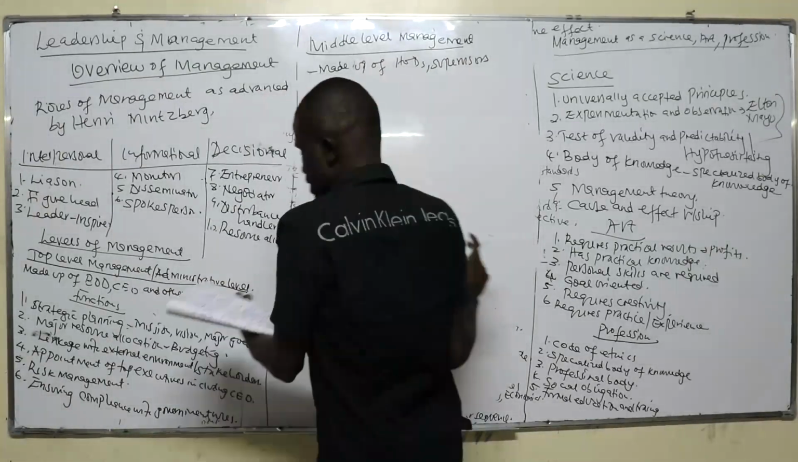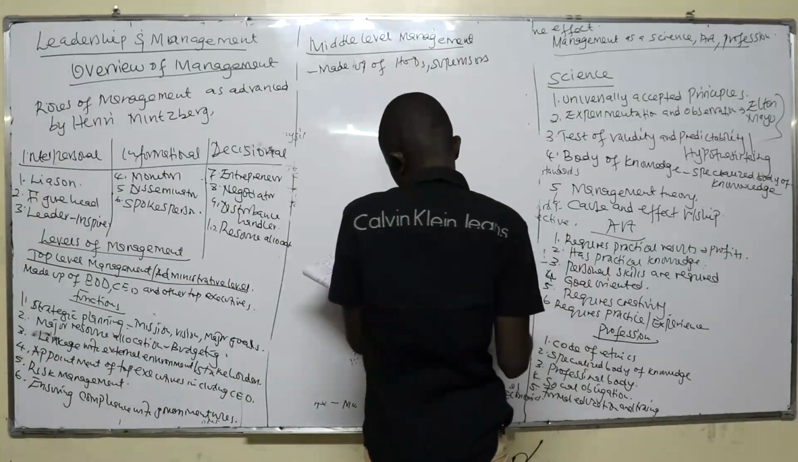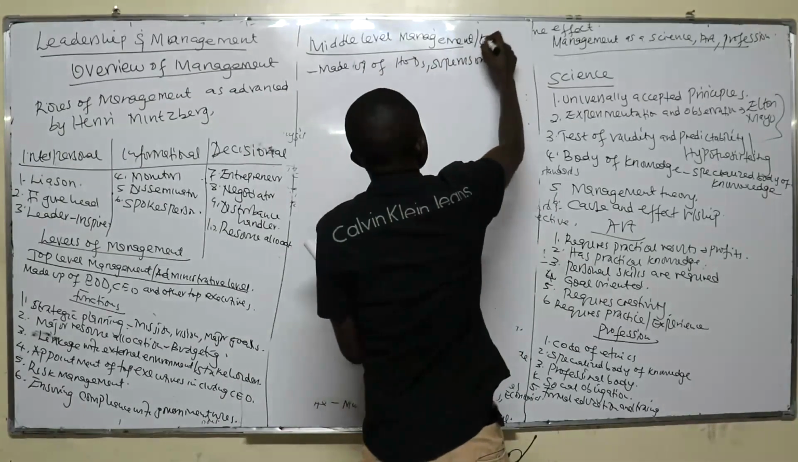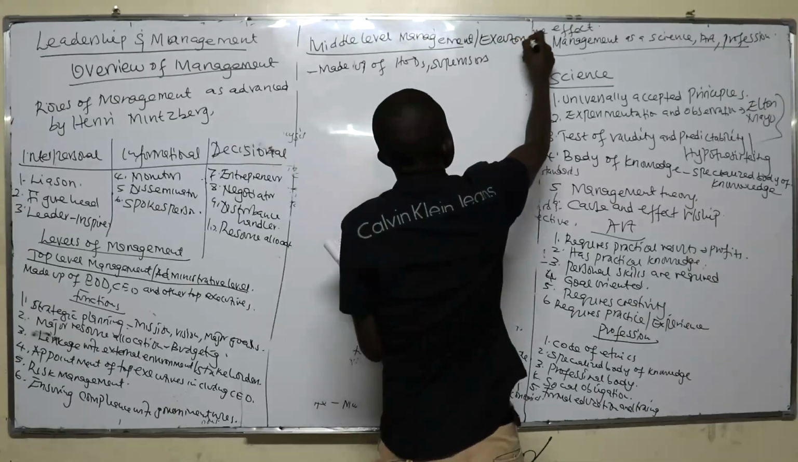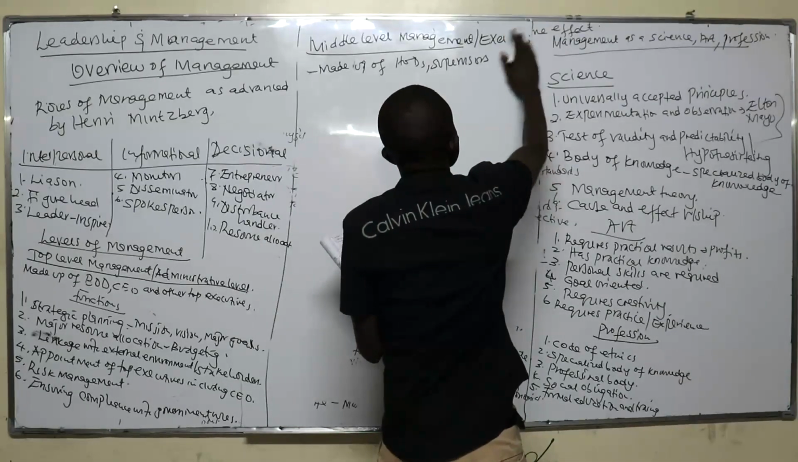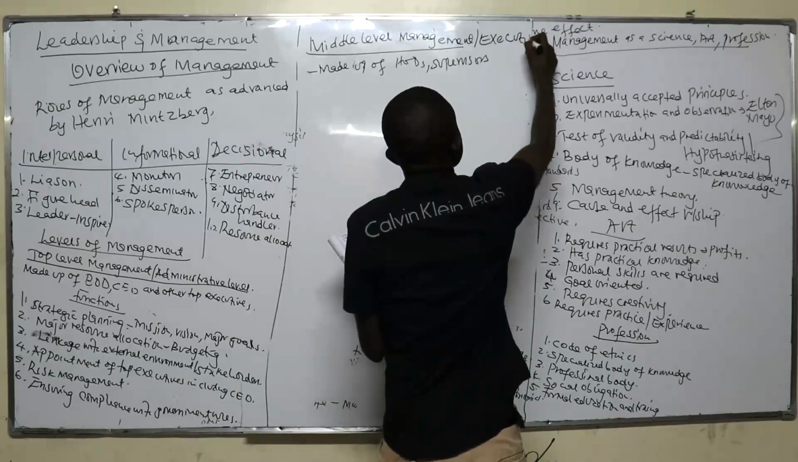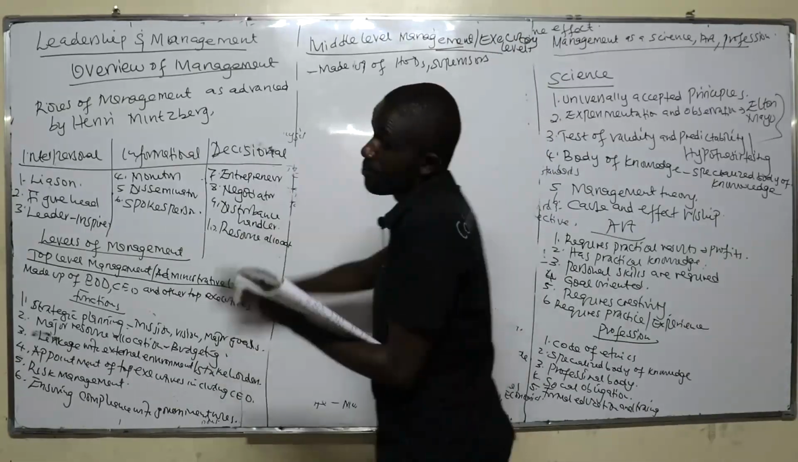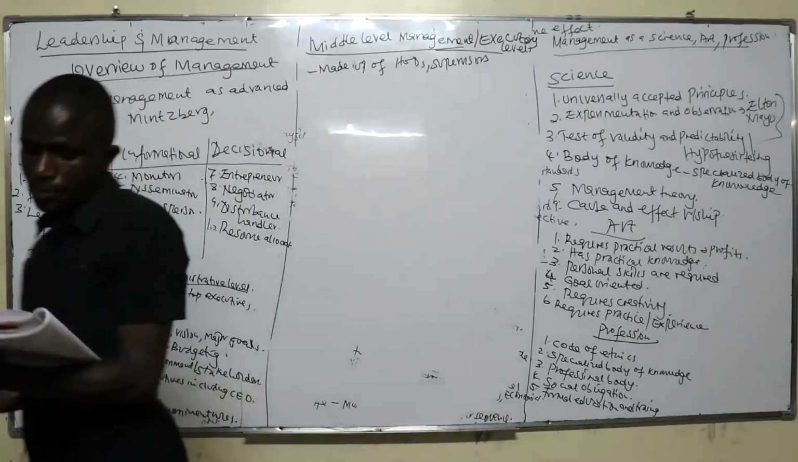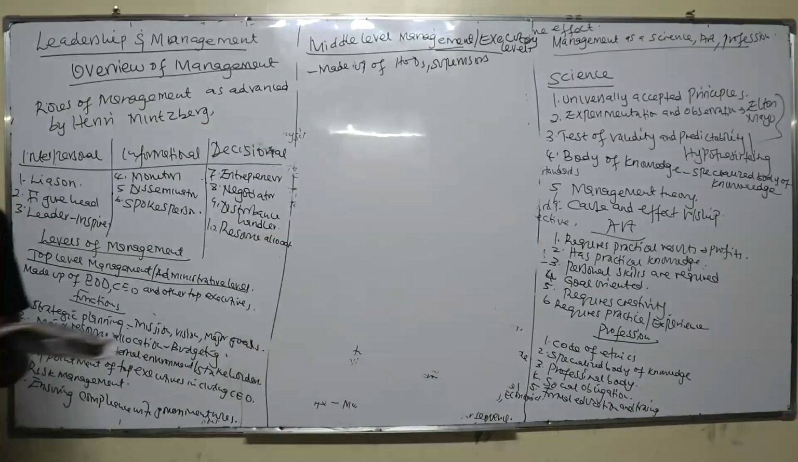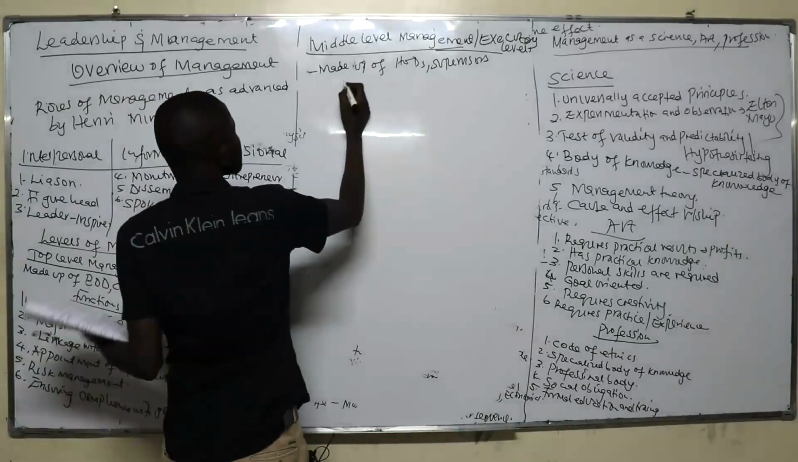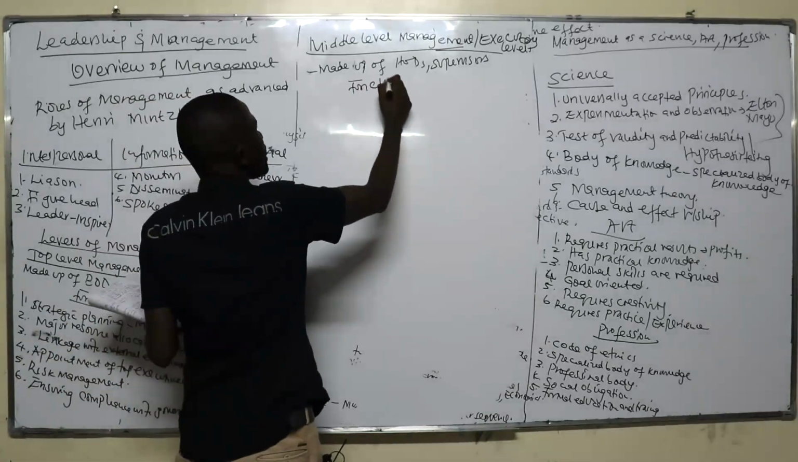Now this one is also called executory level. These ones implement, they are implementers of what is generated at the top level. And what they do is that they link between, so functions or roles, functions of the middle level management.